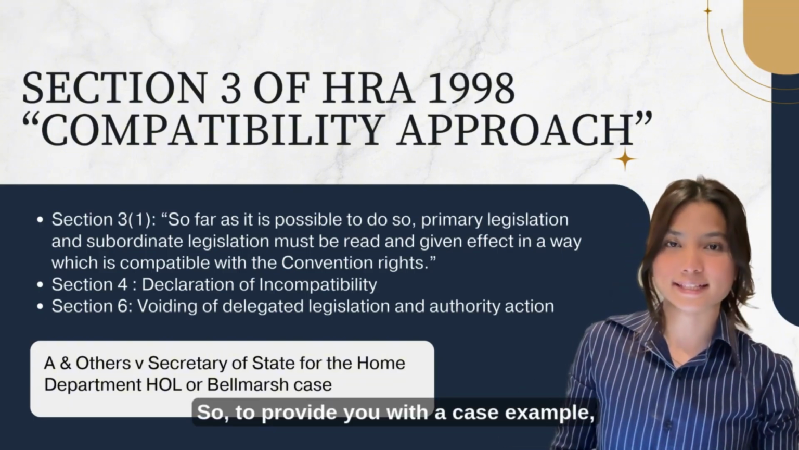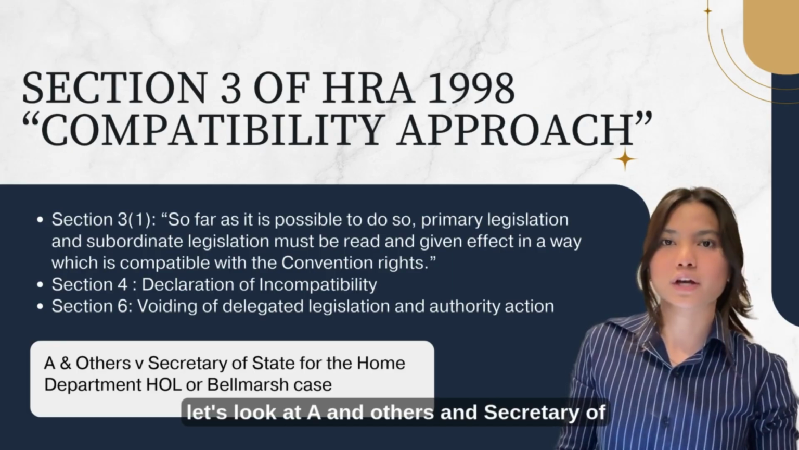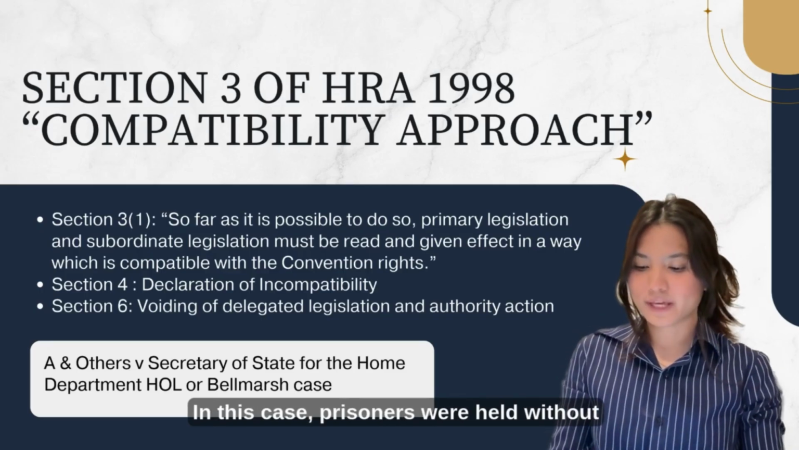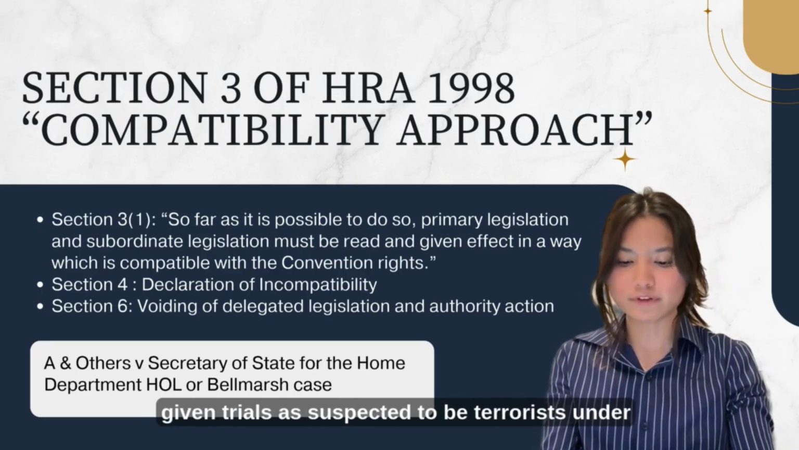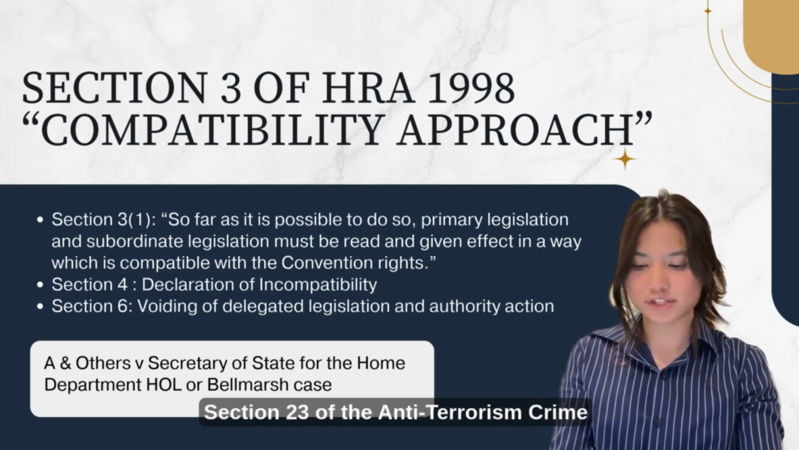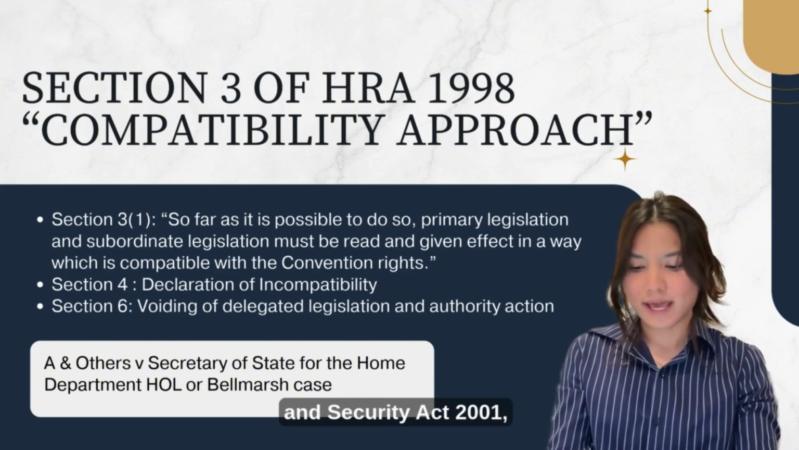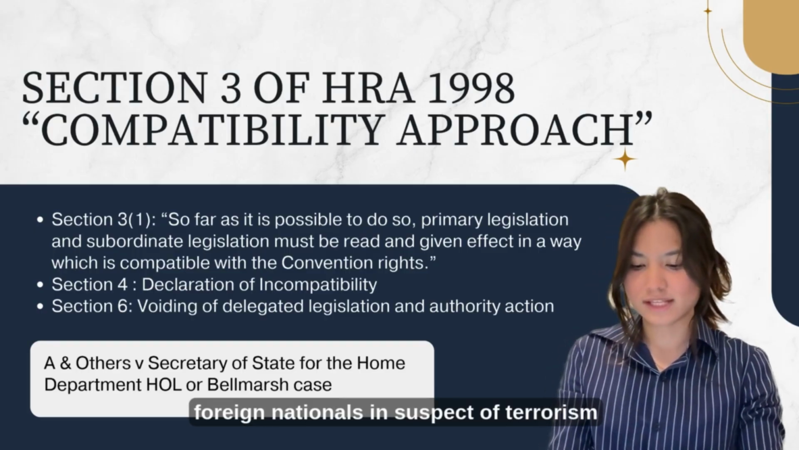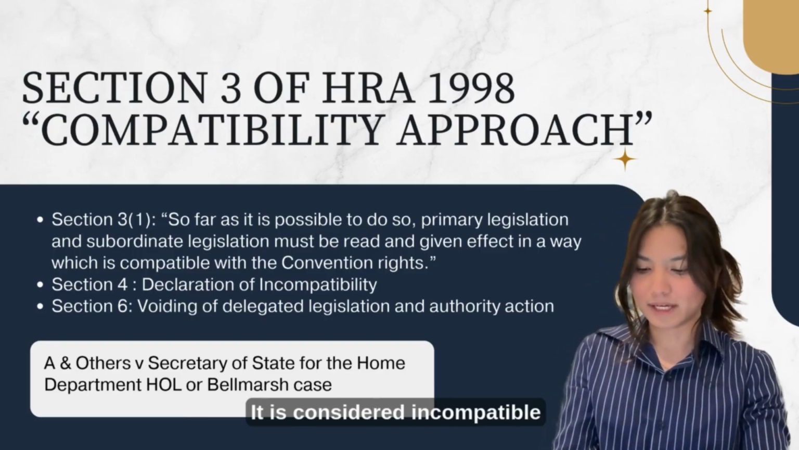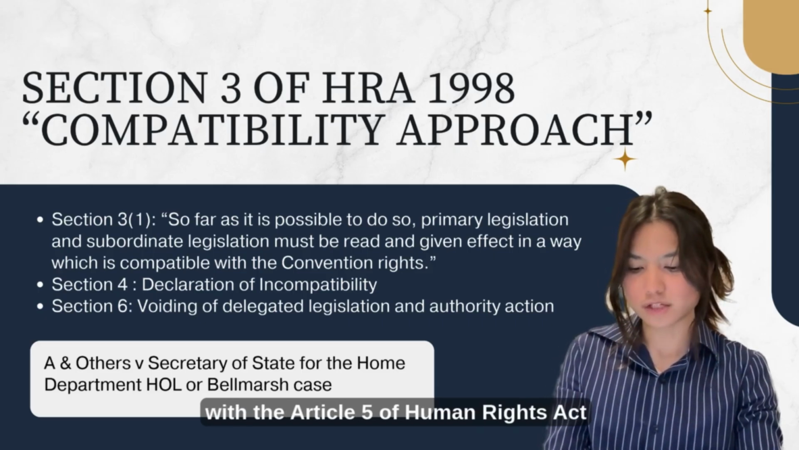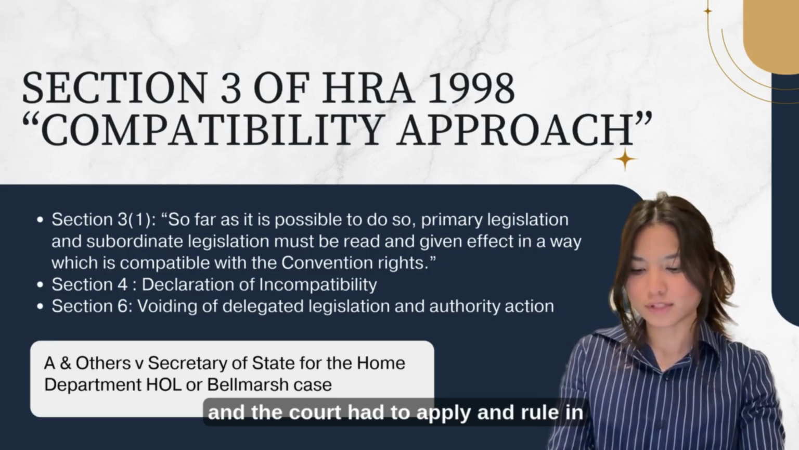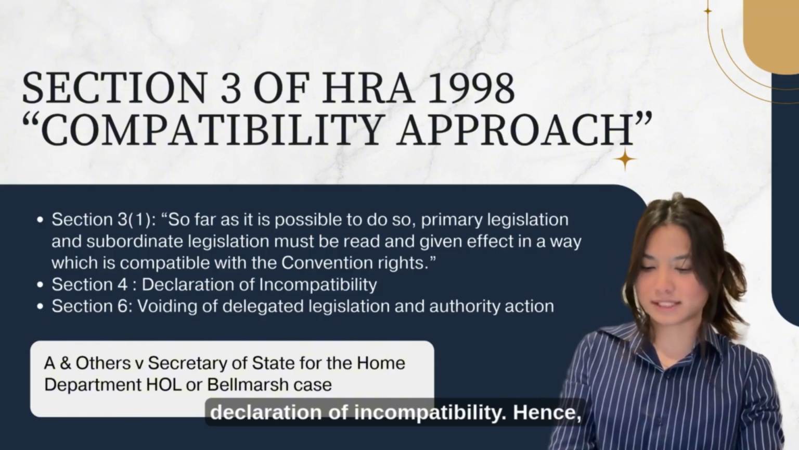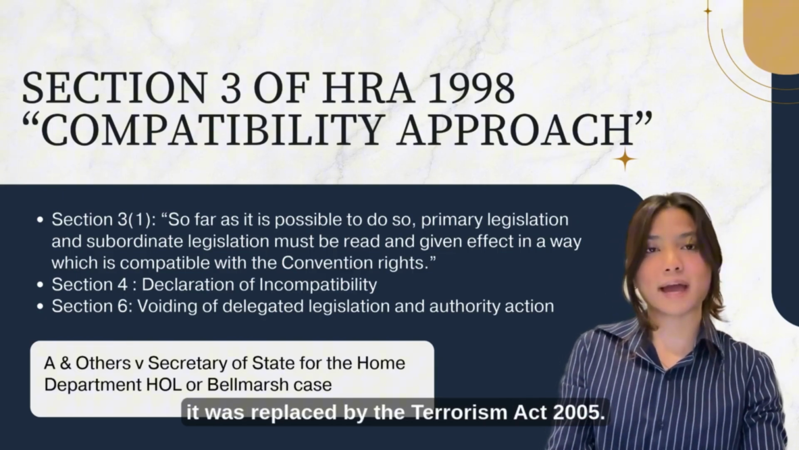To provide you with a case example, let's look at A and others v Secretary of State for the Home Department, House of Lords, well known as the Belmarsh case. In this case, prisoners were held without trial as suspected terrorists under Section 23 of the Anti-Terrorism, Crime and Security Act 2001, which gave authority to detain foreign nationals suspected of terrorism indefinitely. It was considered incompatible with Article 5 of the Human Rights Act, and the courts had to apply it and rule in favor of the Home Department, but then made a declaration of incompatibility. Hence, it was replaced by the Terrorism Act 2005.